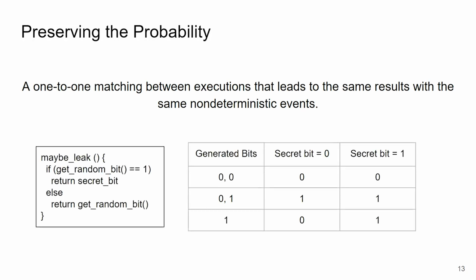Let's look at our example again to understand it better. If the first generated bit is 0, code goes to else clause and generates and returns another random bit. In this case, the results match in both states. However, if the first generated bit is 1, it returns the secret bit, which means a matching execution with same result from an equivalent state doesn't exist. We name this property matching executions.